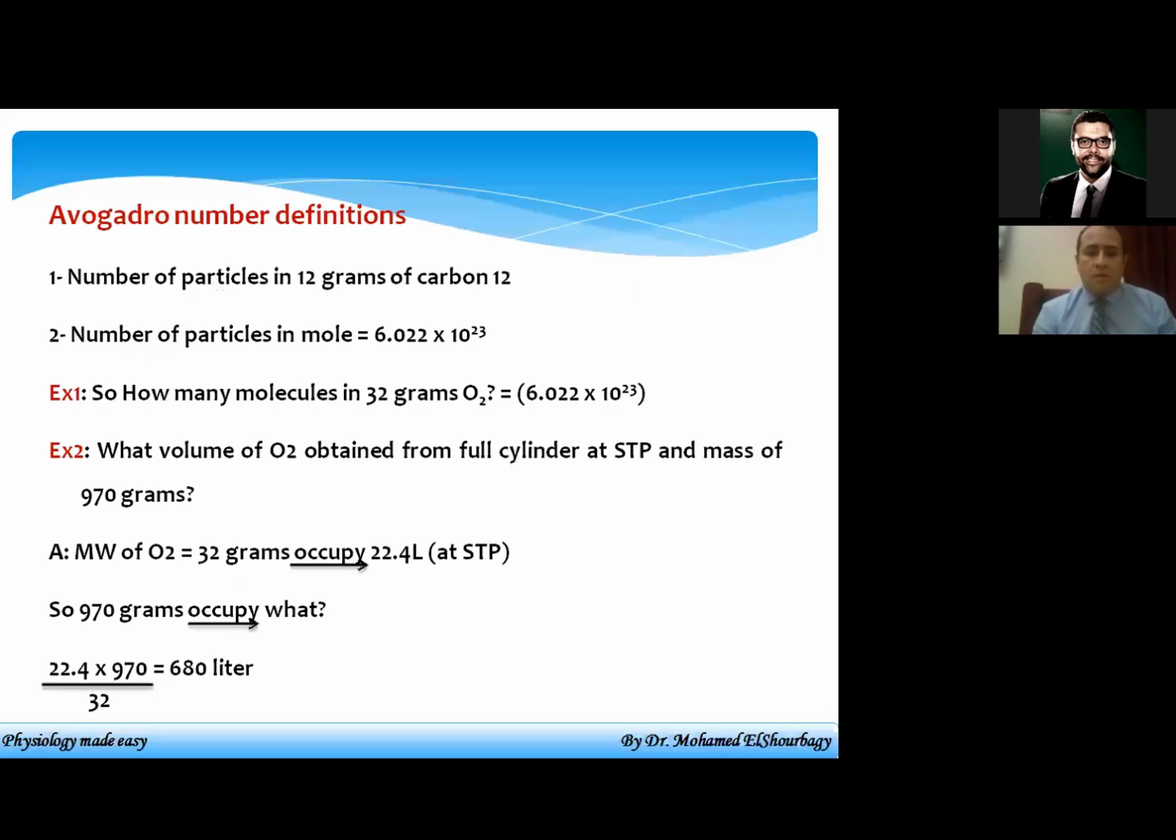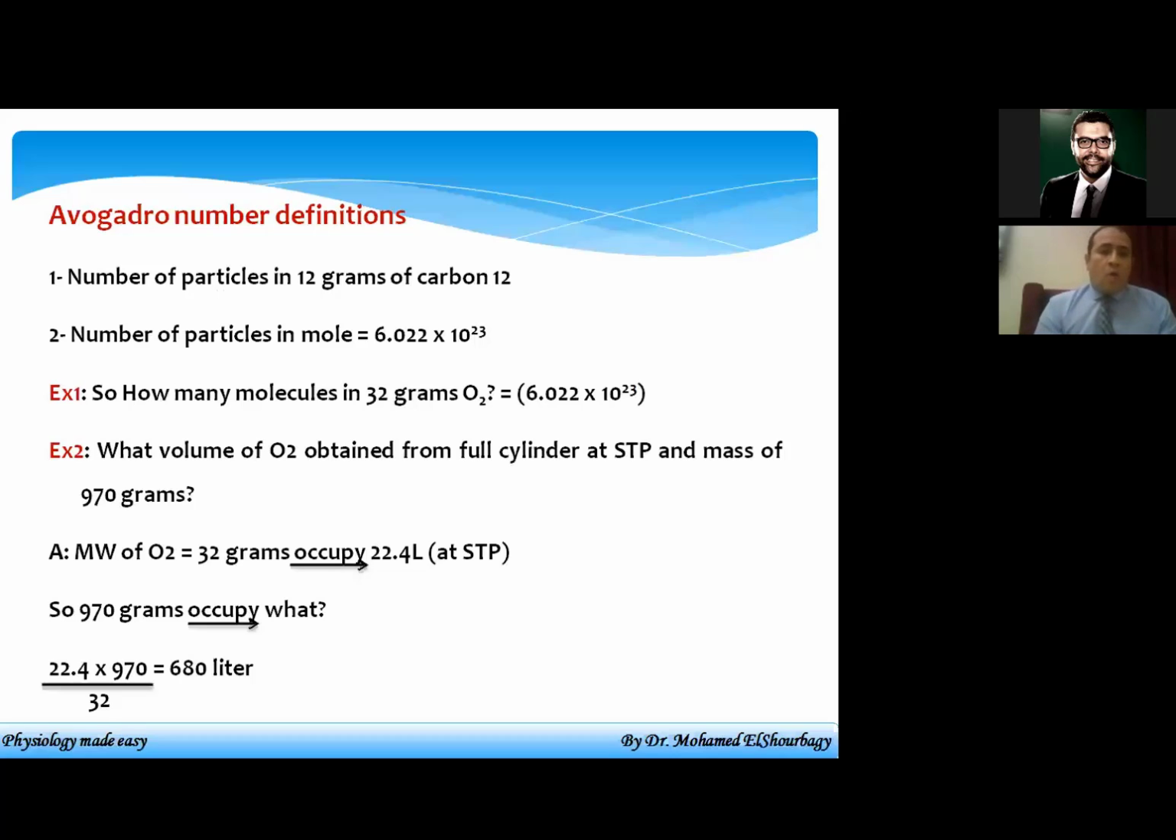It's so easy. Okay. We can get the Avogadro number definition now from the mole definition: the number of particles in 12 grams of carbon-12. The number of particles in a mole equals 6.022 multiplied by 10 power 23. So, how many molecules in 32 grams of oxygen? It equals the Avogadro number, 6.022 multiplied by 10 power 23.